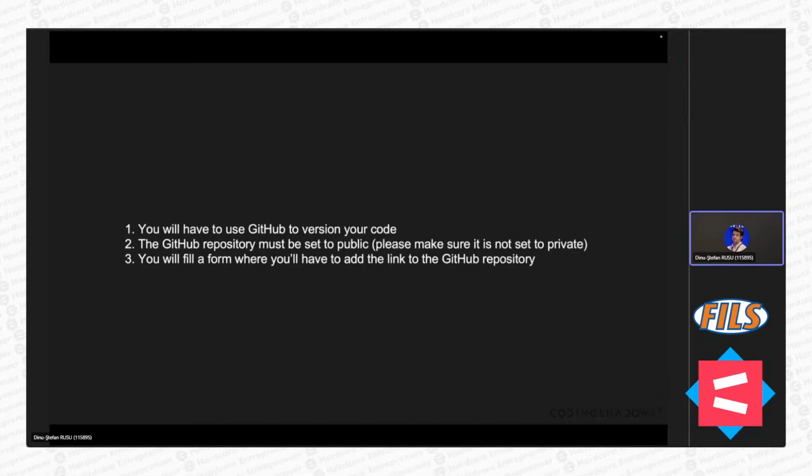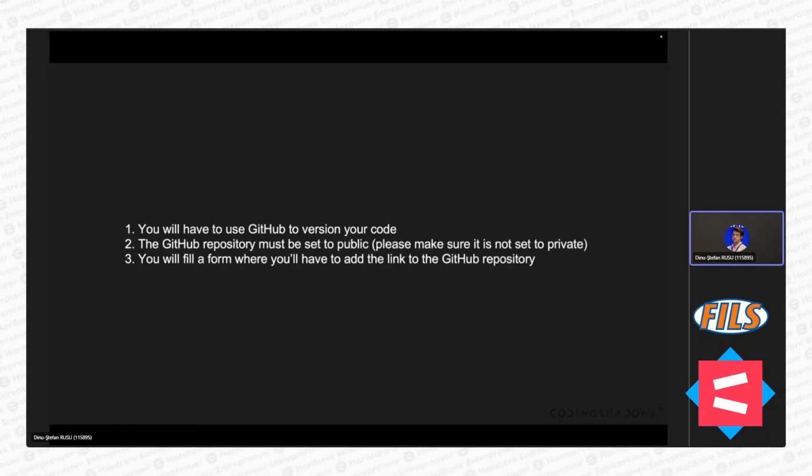The GitHub repository must be set to public, so make sure it's not set to private. The easiest way to check is just open an incognito tab and then paste the link to the GitHub repo in that one. And if you can see the repo itself and you don't get a 404 error, then that's fine. If you get a 404 error, that means that the repository is private and you need to make it public.